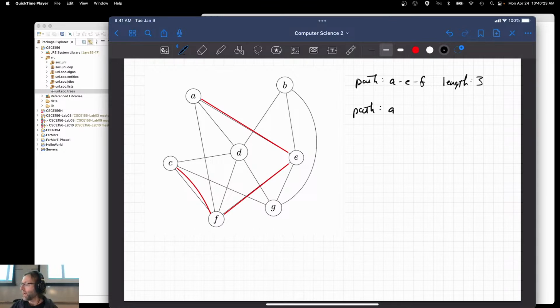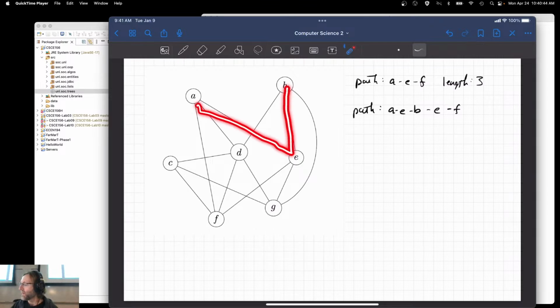I can go from A over to E, over to B, over to G, let's go back to E, right? And then over to F. So let's trace that path. I'm going to go ahead and erase this one here. Right? So if I go from A to E, then over to B, and then back to E, and then over to F. That is a path, but it is not a simple path, right?